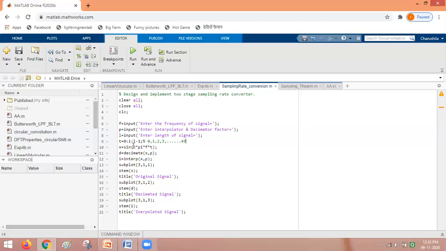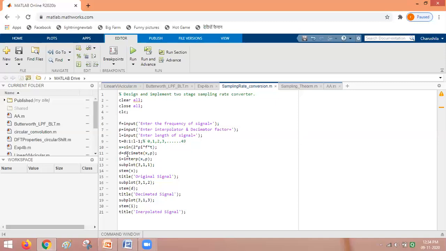Then for decimation purpose, decimate is the inbuilt function available in MATLAB, and for interpolation purpose, interp is the function available in MATLAB. In the syntax for decimation as well as for interpolation, two parameters we have to give as an input. First one is the signal on which we are going to apply the decimation, as well as interpolation. And the second parameter is specifying the respective factor. That is also accepted through keyboard from user.